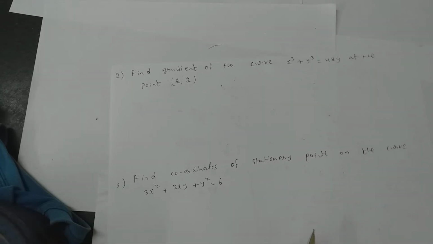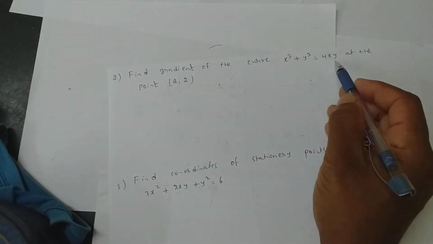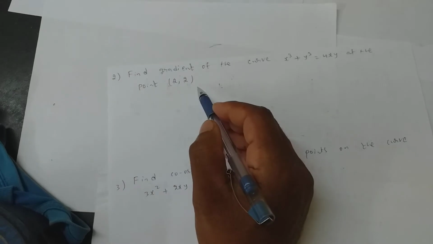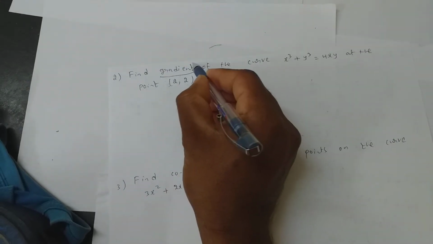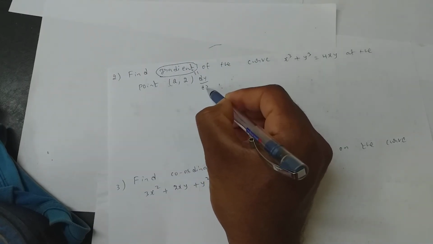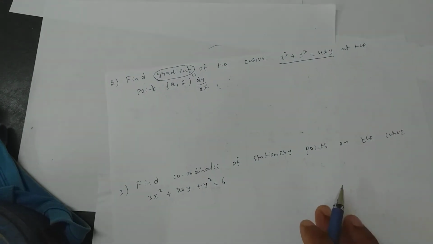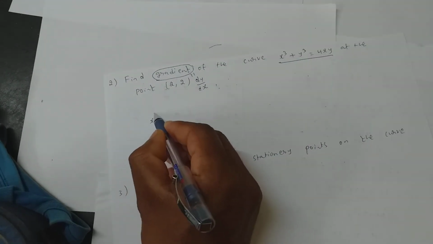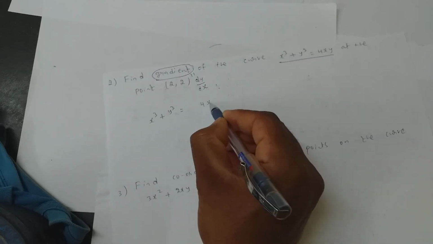Let us see this sum now. Find gradient of the curve x cube plus y cube equal to 4xy at the point (2, 2). Clear? So students, in AS level I have been telling you gradient means dy by dx. From this how can I get dy by dx? As I told you in the last sum, x cube plus y cube equal to 4xy, right?